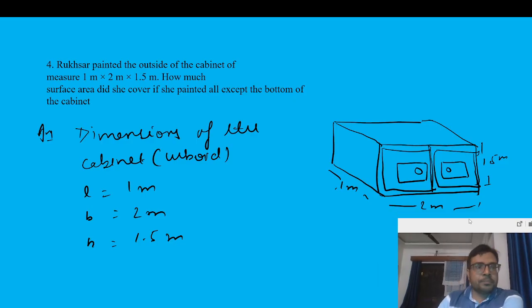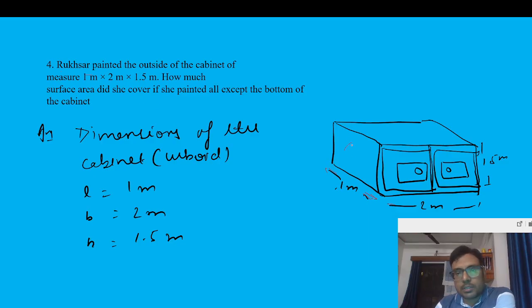Now, Rooks painted the outside of a cabinet measuring 1 meter by 2 meter by 1.5 meters. This is 1 meter, this is mentioned in your book only. This is 2 meter and this is 1.5 meter. How much surface area did she cover if she painted all except the bottom of the cabinet?